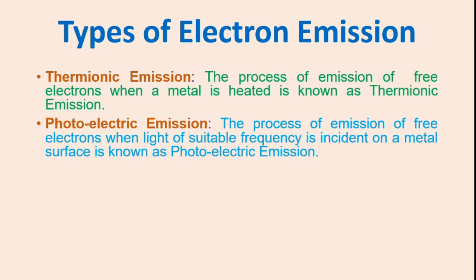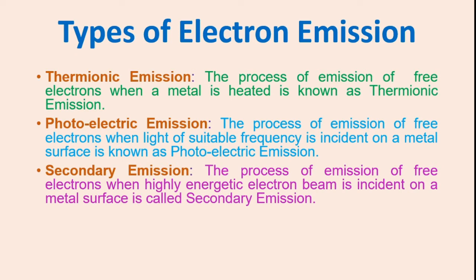The next one is photoelectric emission. In this case, the energy source is light. When a metal surface is exposed to light of suitable frequency, the free electrons within the surface can absorb this photon energy and they can be emitted from the metal surface. Here, the process of emission of free electrons when light of suitable frequency is incident on a metal surface is known as photoelectric emission.